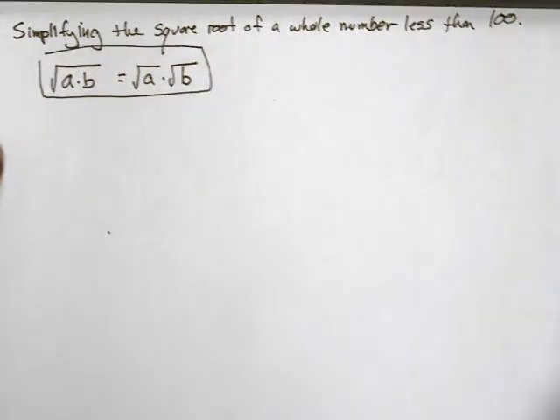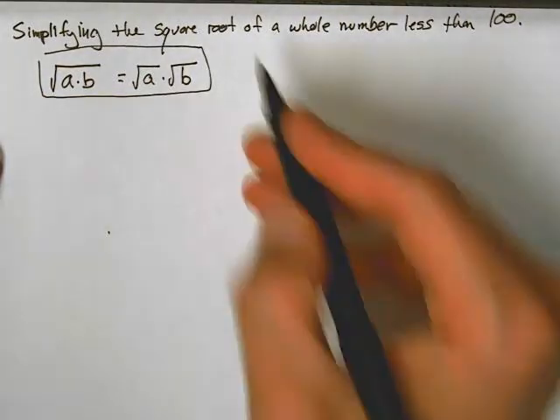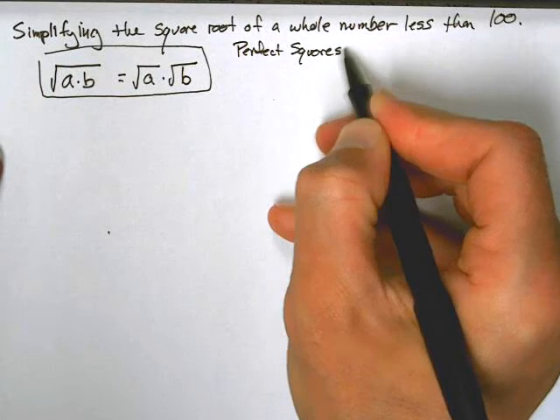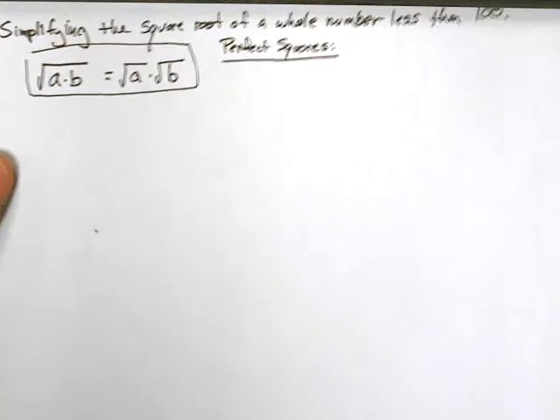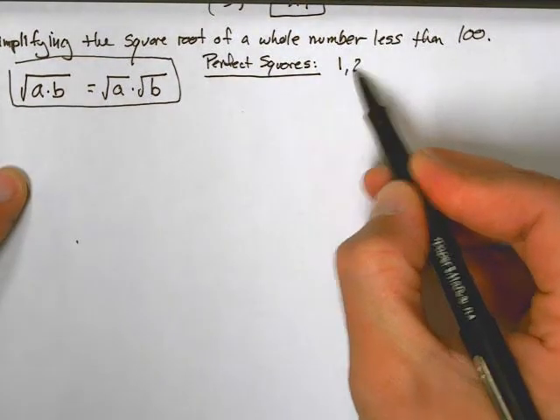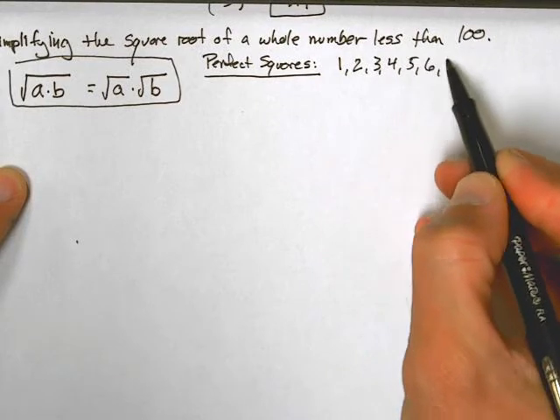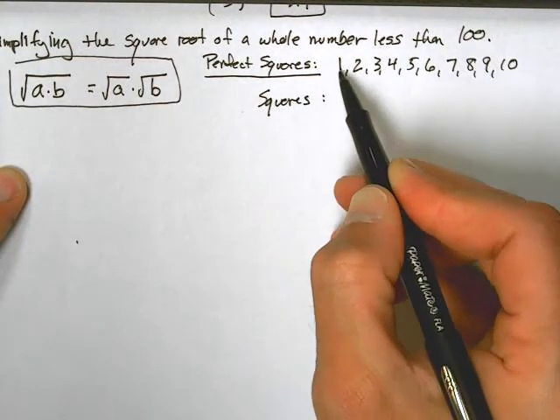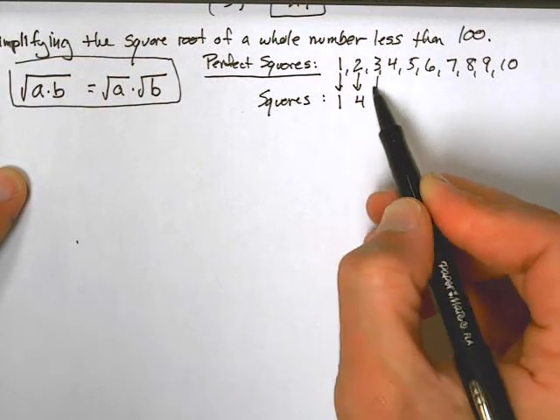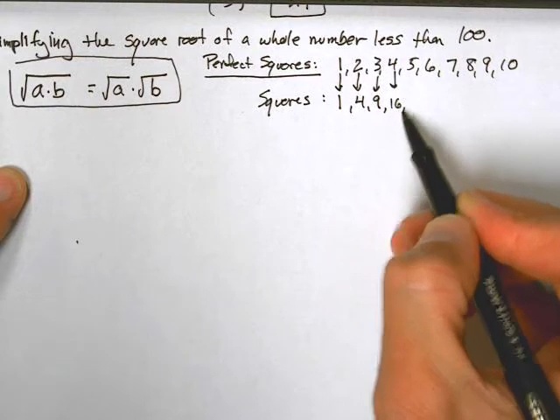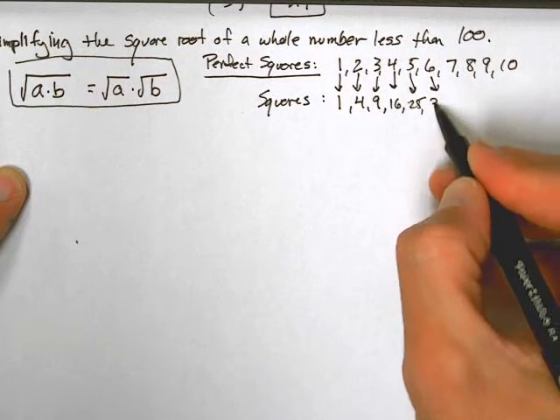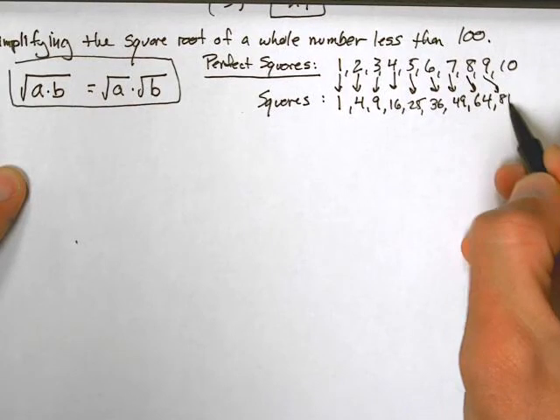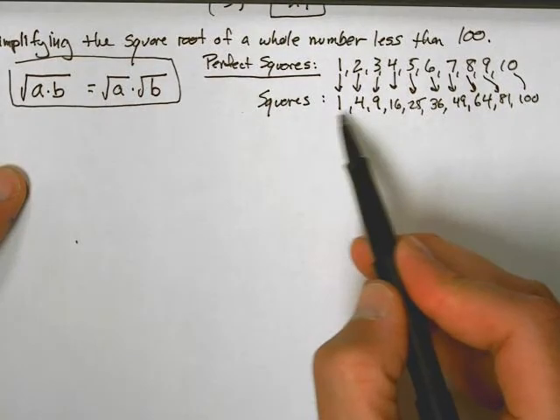The second big thing that I'm going to use to make your life a little bit easier is you need to recognize perfect square numbers. So your perfect squares. If you don't know your perfect squares, this is going to be really tricky for you. So if you look at the first 10 integers, 1, 2, 3, 4, 5, 6, 7, 8, 9, and 10, and then you square them, 1 squared stays 1, 2 squared is 4, 3 squared is 9, so 1, 4, 9, 4 squared is 16, 5 squared is 25, 6 squared 36, 7 squared 49, 8 squared that's 64, 9 squared 81, and then 10 squared is 100. You need to know those numbers here.